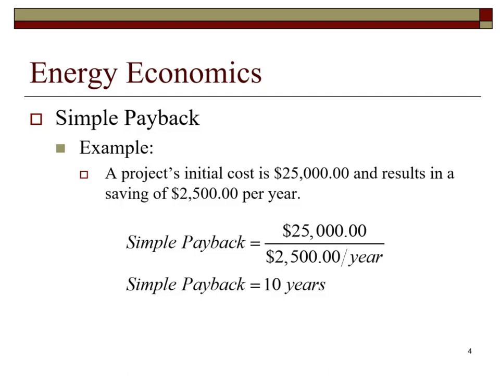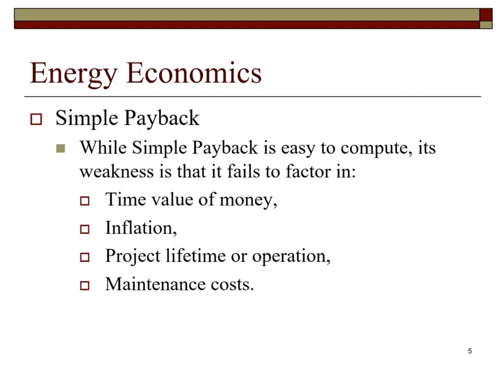In this example, the initial cost of the project is $25,000. The annual savings as a result of the project is $2,500 per year. If we divide the $25,000 by the annual savings of $2,500 per year, we arrive at a simple payback of 10 years. As stated here, simple payback is easy to compute, but it does not take into account such factors as time value of money, inflation, project lifetime, or maintenance costs.